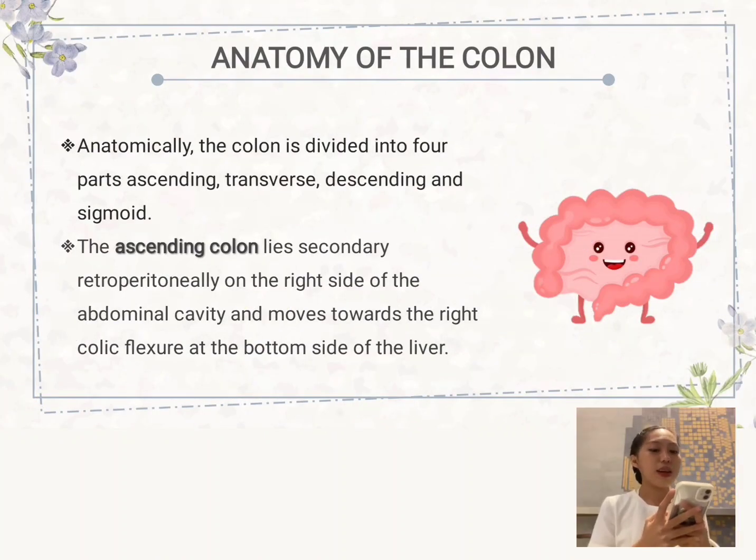Colon cancer. Anatomy of the colon. So the colon is divided into four parts: ascending, transverse, descending, and sigmoid. So the ascending colon lies secondary retroperitoneally on the right side of the abdominal cavity and moves towards the right colic flexure at the bottom side of the liver.